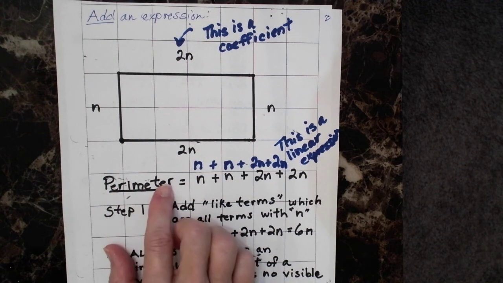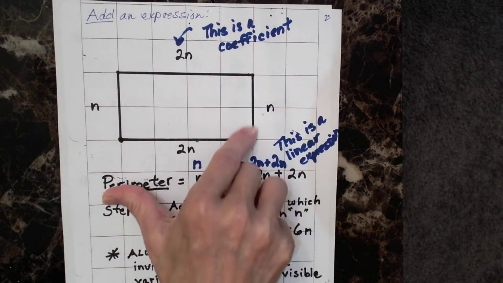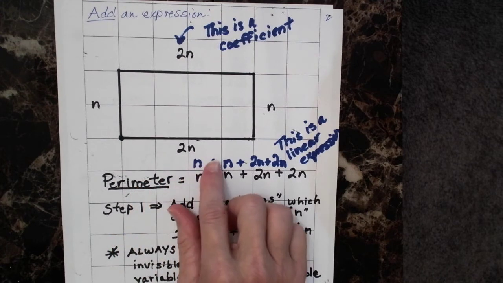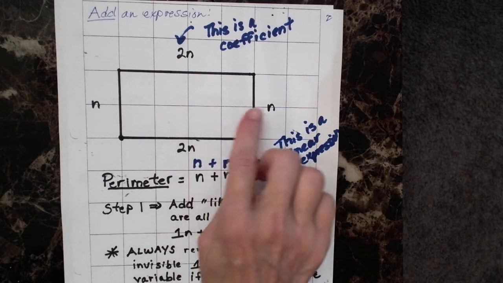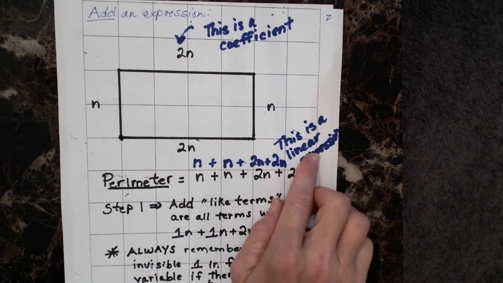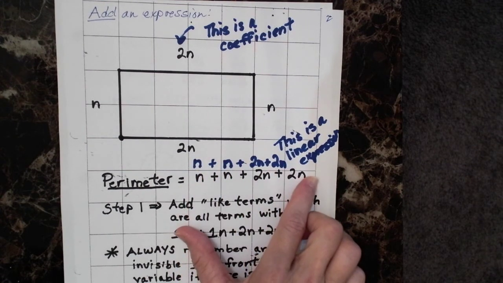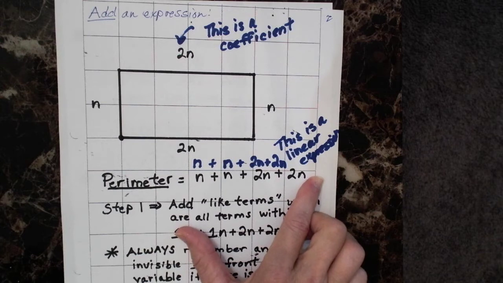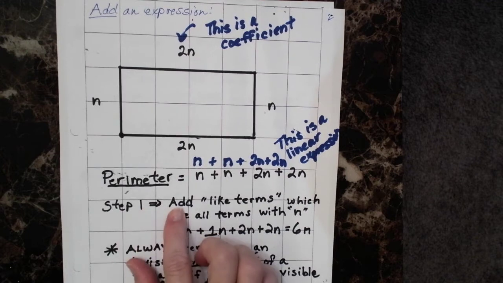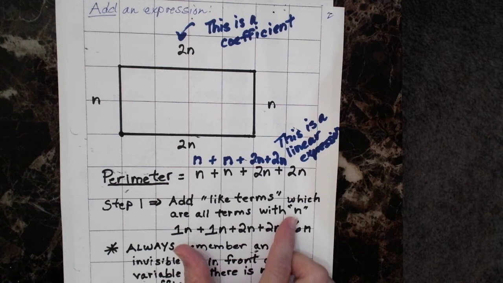So when we solve for perimeter, we know that we add all of the lengths of the sides. So in this case, we write n plus n, so you have an n length here and n length here, plus 2n plus 2n. This is a linear expression. And then that could help you solve for perimeter. So step 1, add like terms, which are all the terms with n.